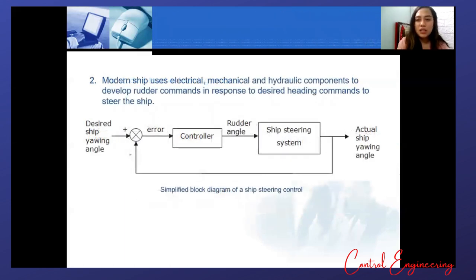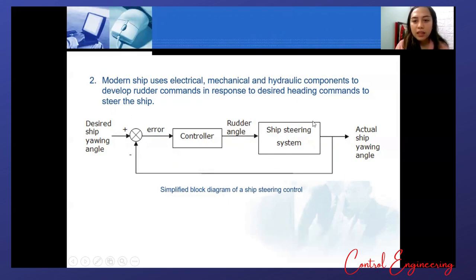So okay, let's try it in this simplified block diagram of a ship steering control. A modern ship uses electrical, mechanical, and hydraulic components to develop rudder commands in response to desired heading commands to steer the ship. For example, this is our desired ship yawing angle. Then of course there are errors. The controller gets this, then it goes to the rudder angle. Then the ship steering system.